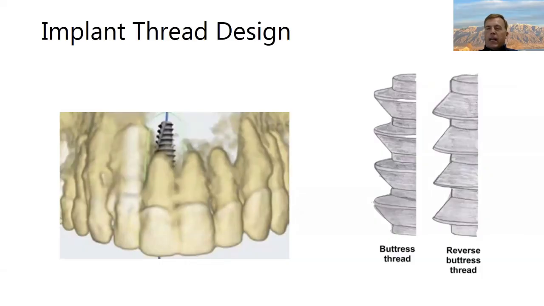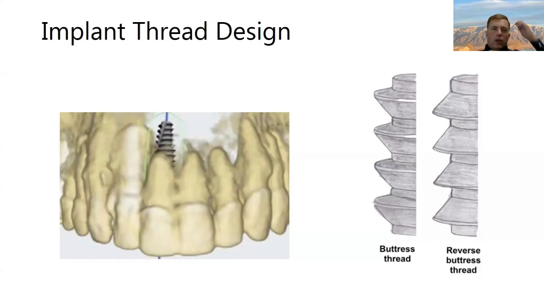Bone has mechanical properties where it resists some stress better than others, just like any other material we work with. Bone is strongest when it's subjected to compressive force, but it's 30% weaker in tension and 65% weaker in shear. You're like, well, why do I care about that?